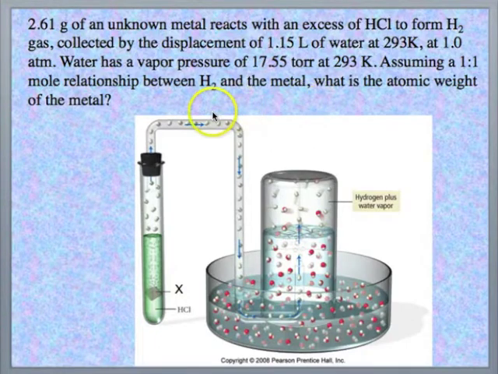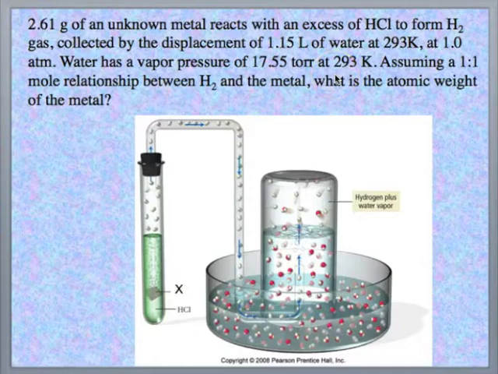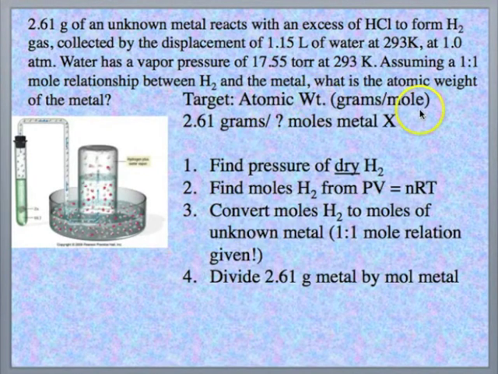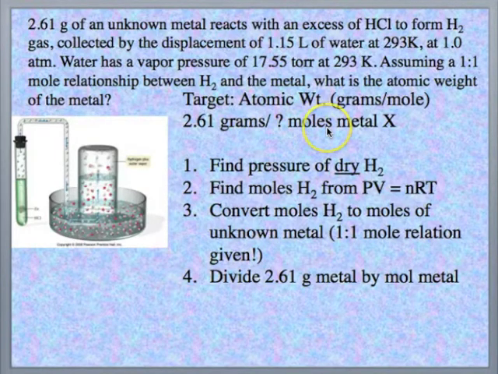Now assume that if we were to write out the chemical equation for this reaction, we would see a 1-to-1 mole relationship between hydrogen and the metal. That's very important. We're going to be calculating moles of hydrogen, but we want to be able to convert that into moles of the metal that reacted. And it's asking for the atomic weight of the metal. What's our target units? The target is atomic weight, which is grams per mole. 2.61 grams divided by how many moles we determine for the metal.